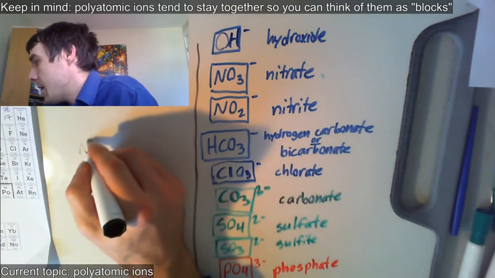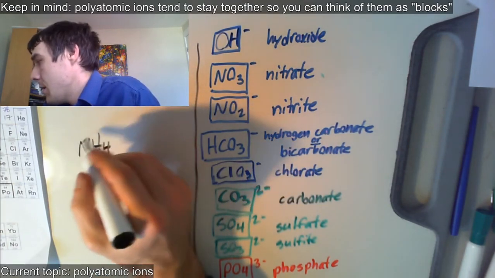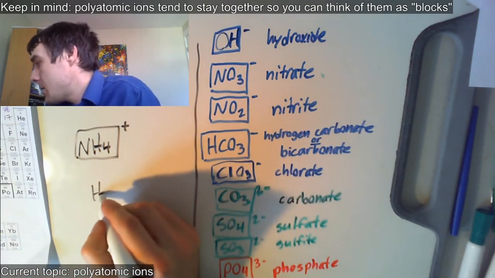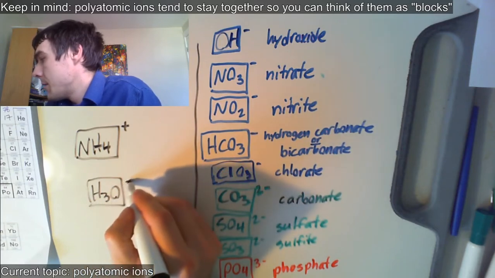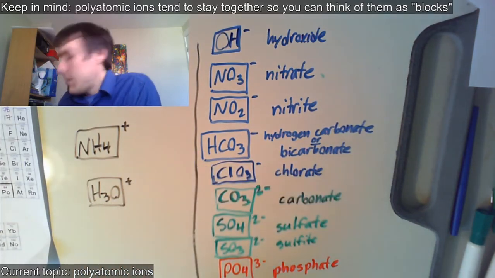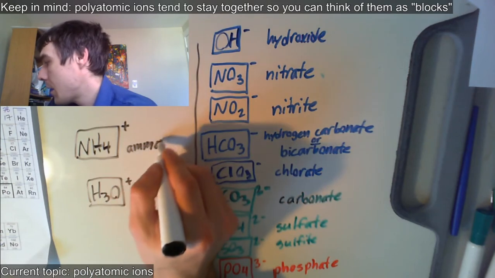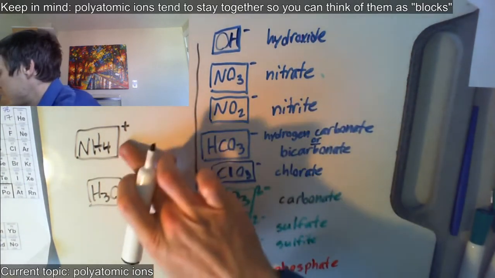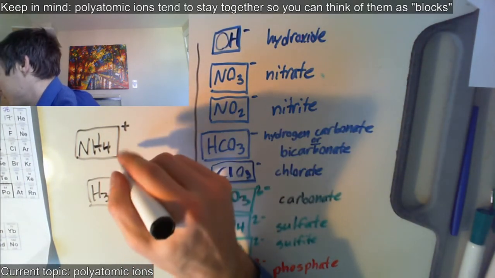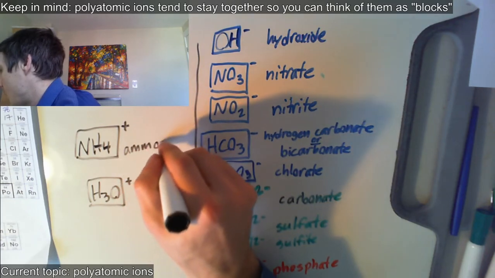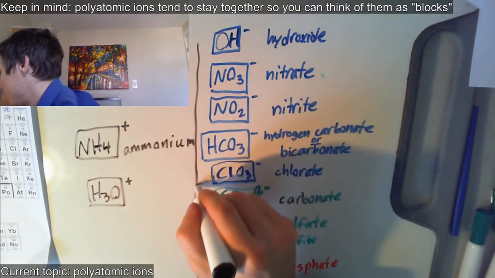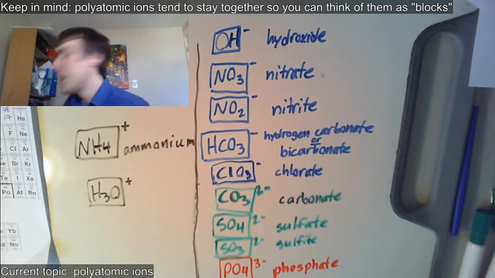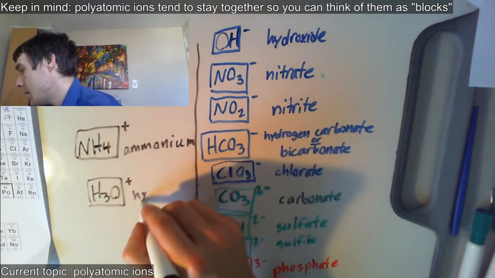The two positive ones are NH4, which when it's in a block has a charge of +1, and H3O, which is in a block, also has a charge of +1. So this one is called ammonium. Oh, you might have heard of ammonia. This is ammonium. Ammonium. It's also a great one to write if you know cursive. You can write it in cursive and it just looks like a squiggle. And this one is called hydronium.